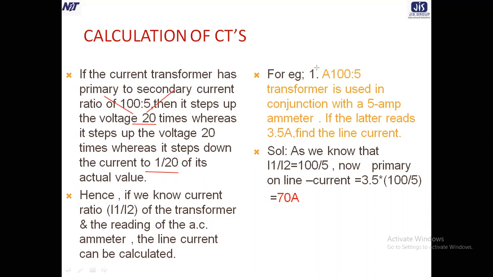So here, for an example, a 100:5 transformer is used in conjunction with a 5 ampere ammeter. If the latter reads 3.5 amperes, find the line current. Solution: as we know, I1 by I2 equals 100 by 5. Now the primary or line current equals 3.5 multiplied by 100 by 5. The answer will be 70 amperes. So this way we can find the line current, 70 amperes.